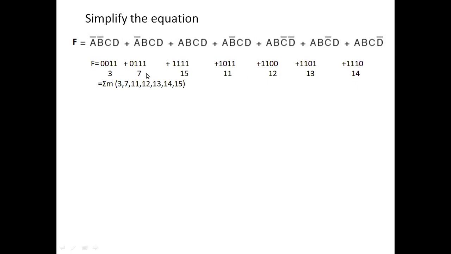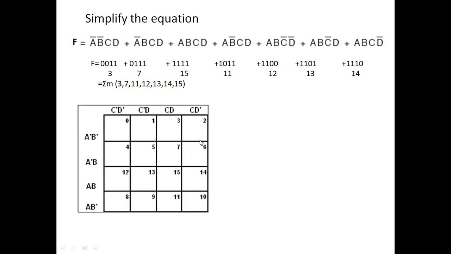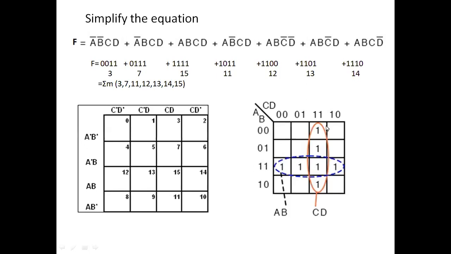Then write the corresponding decimal values and group them under sigma m. If you write sigma m in order, it will be very helpful: 3, 7, 11, 12, 13, 14, 15 are the given terms. So here is your K map. You have to represent 3 as 1, 7 as 1, 11 as 1, 12 as 1, 13 as 1, 14 as 1, 15 as 1. After marking, you have to take the final answer. The entire column got selected, so the answer is the column value, which is CD.